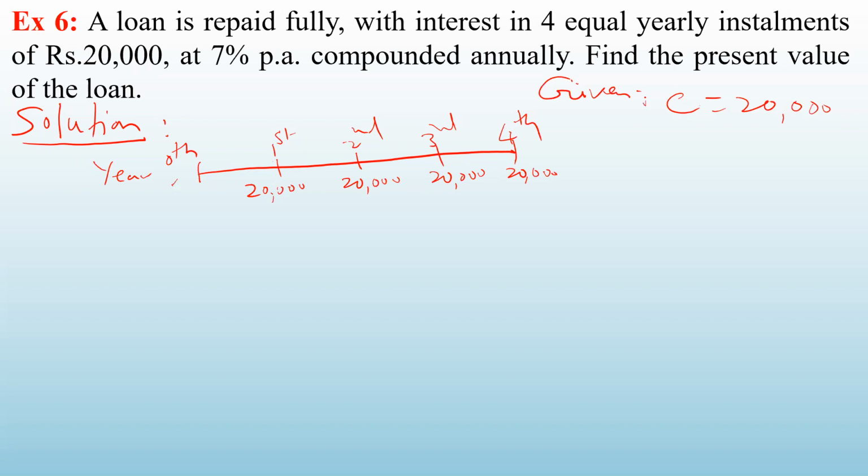A loan is repaid fully with interest. You know that when you take a loan, you have to pay the interest, within 4 equal installments of rupees 20,000.